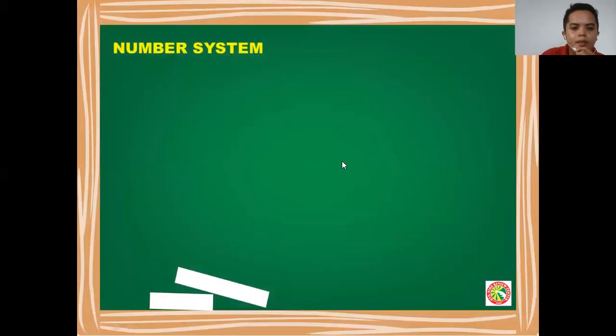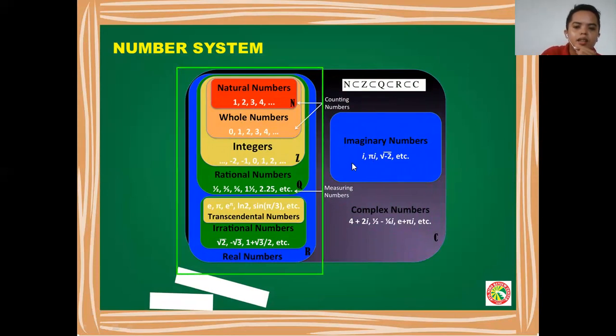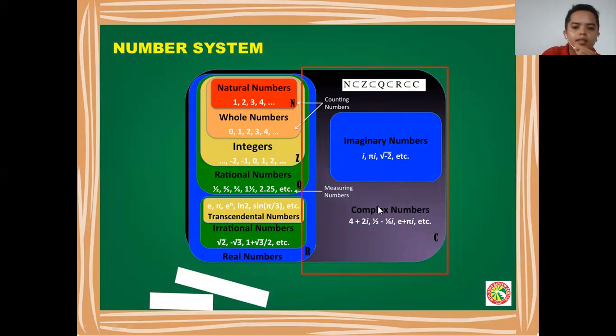So this is the number system, real numbers and imaginary numbers. If we combine real numbers and imaginary numbers, that defines your complex numbers. So we will discuss these components of real numbers and the imaginary numbers, and lastly, the combination of real and imaginary, which is your complex numbers.